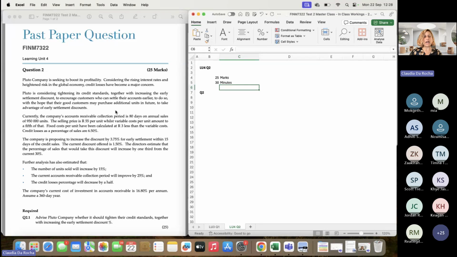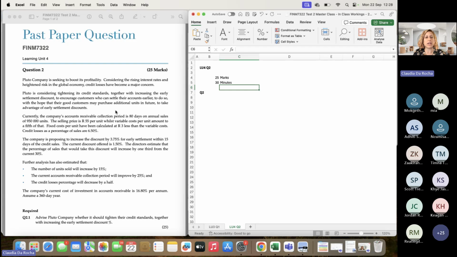Currently, the company's accounts receivable collection period is 80 days on annual sales of 950,000 units. The selling price is 55 Rand per unit, whilst variable costs per unit amount to 1/5 of that. Fixed costs per unit have been calculated at 3 Rand less than the variable costs. Credit losses as a percentage of sales are 6.5%. The company is proposing to increase the discount by 3.75% for early settlement within 15 days of the credit sales. The current discount offered is 1.50%.